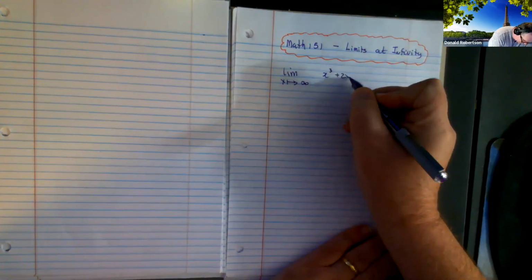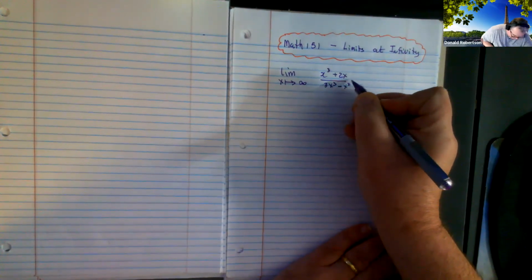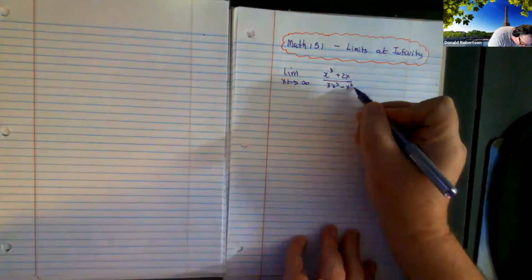So let's pick one. Let's suppose you want to find the limit as x tends to infinity of x cubed plus 2x, and on the bottom, it would be 3x cubed minus x squared. Put a plus 1 in there. So that would be an example.